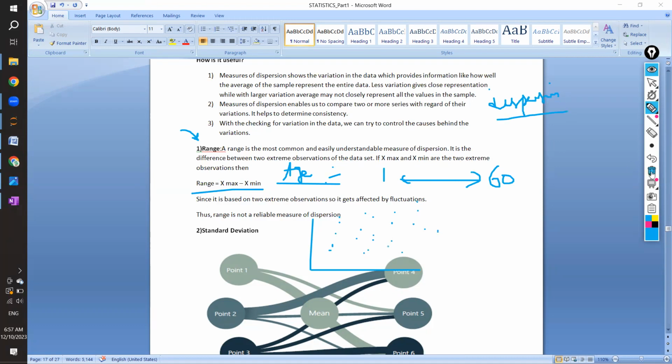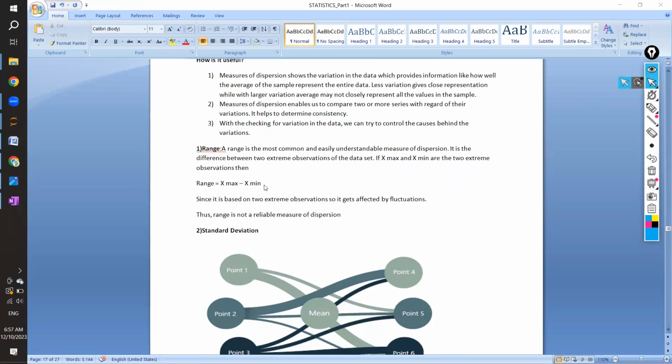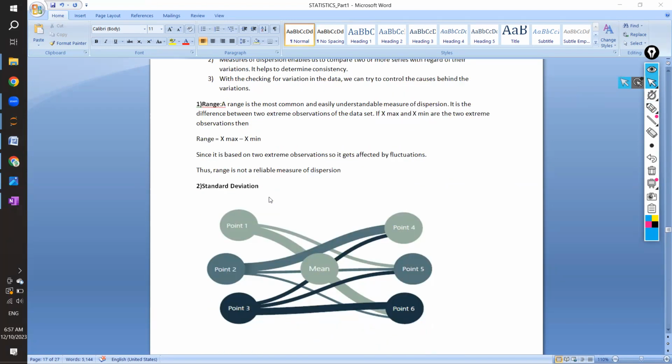Okay, the calculation of range is very simple: maximum minus minimum. But coming to range also, since it is based on two extreme values, it gets affected by fluctuations. Range is maximum minus minimum value. But as we have seen in some examples, if you have 1 2 3 4 5, what is the range?